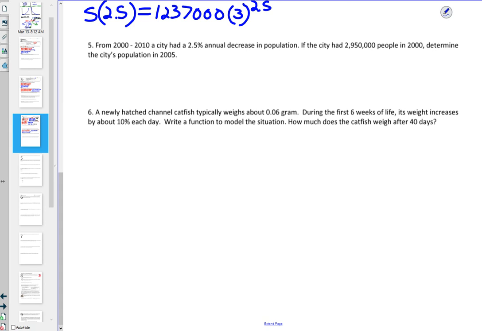Do you like cell phones? Do you ever Google pictures of catfish? They have like the whiskers.